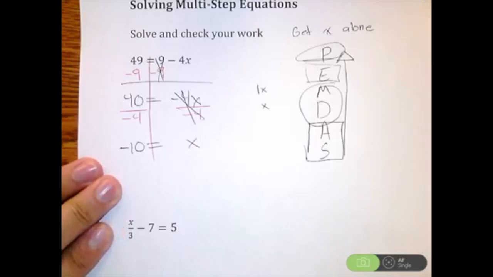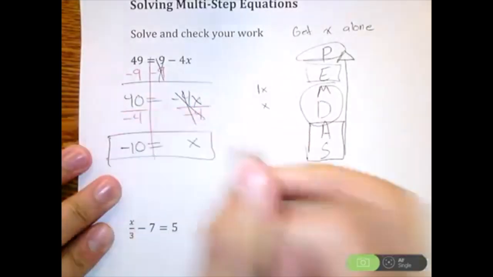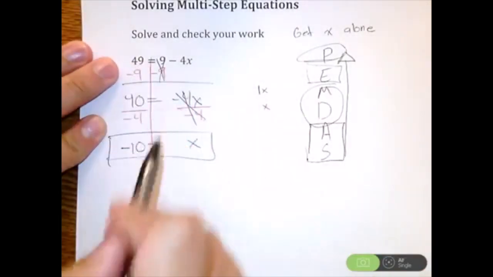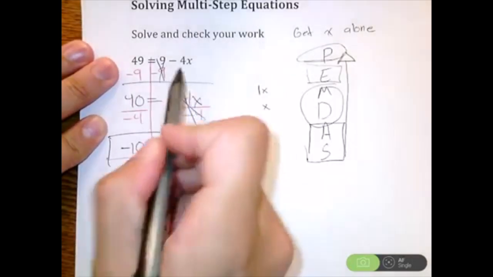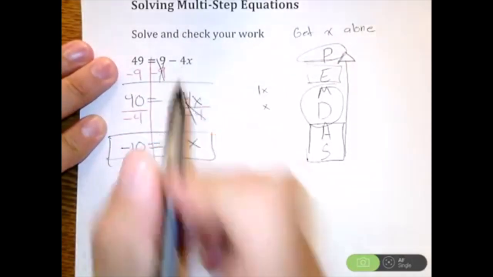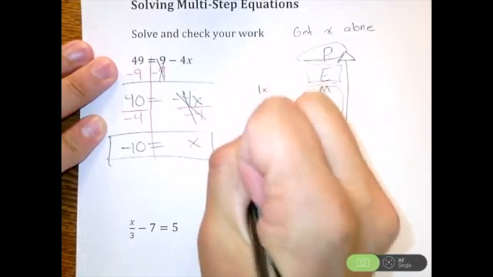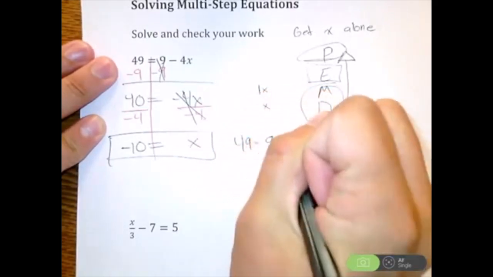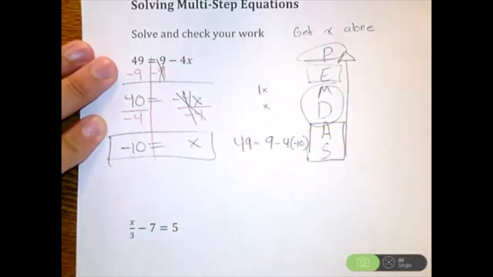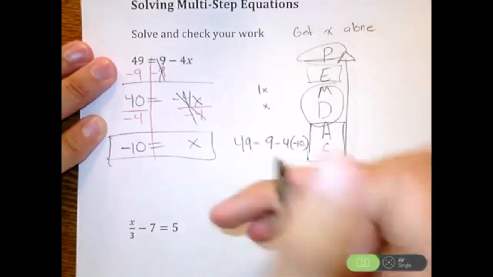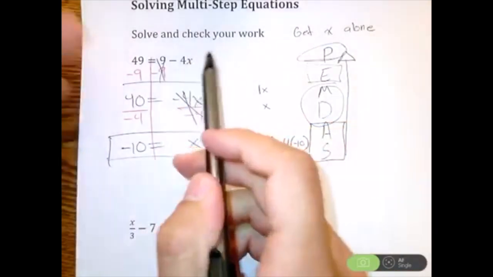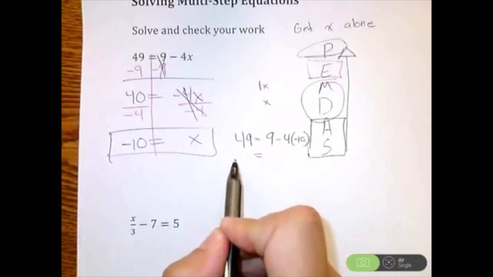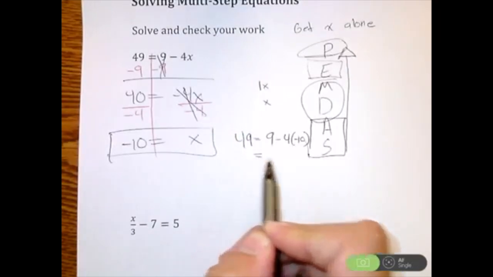Now, it does ask us to check our work, so I'm going to show you what that looks like. We're going to take this x equals negative 10. I'm going to rewrite my equation up here and plug negative 10 into the top equation. So we have 49 equals 9 minus 4 times, instead of x, we're going to multiply it by negative 10. What I'm checking to see when we're checking our work is, does the left side of the equation equal the right side?